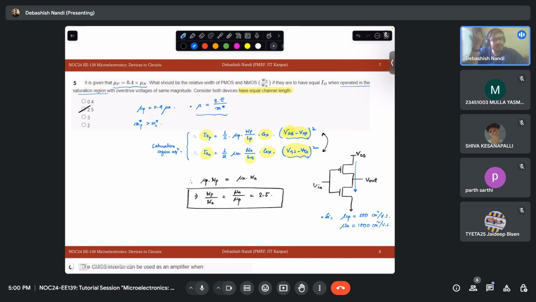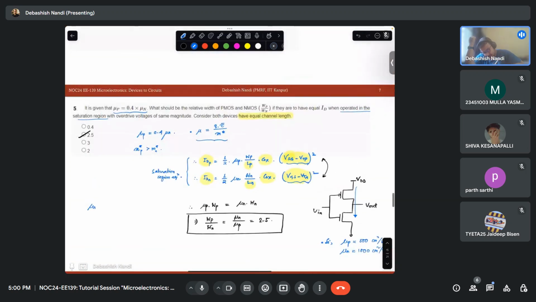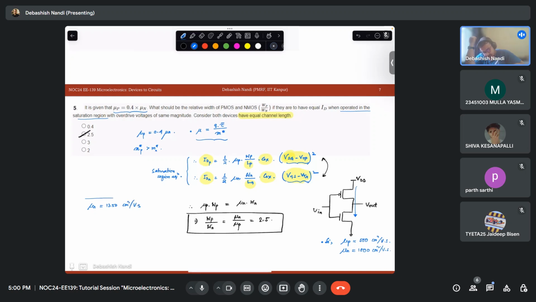You may say bulk mobility is 1350, but that is never achievable. It is also a very interesting question, but I will start that next class. So mu n is equal to 1350 centimeter square per volt second in case of silicon bulk. But in case of MOSFETs, you get mu n around 1000 centimeter square per volt second, even much below that also.